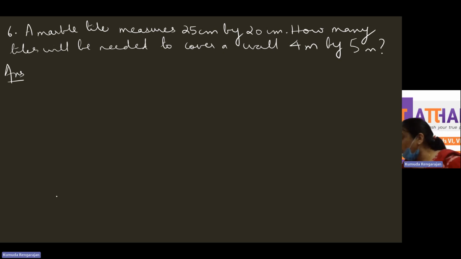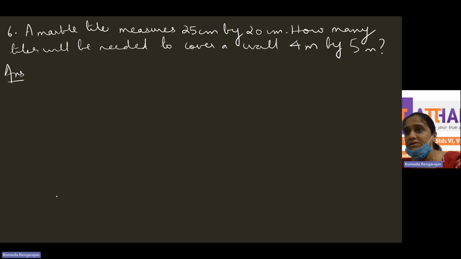The length of the wall and the breadth of the wall is given to you. You need to stick marble tiles on the wall. You're not painting your wall, you're fixing tiles on the wall. We have seen this in hospitals or maybe in our bathrooms. We put tiles on the wall, right?